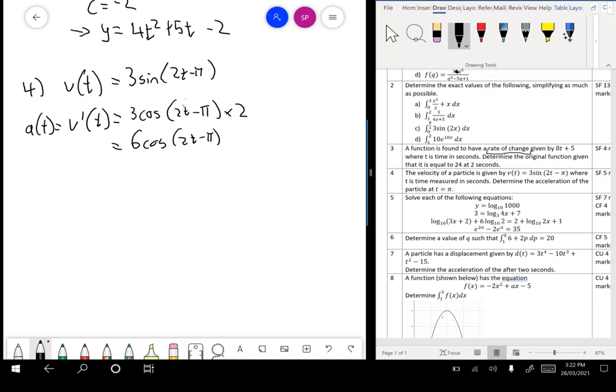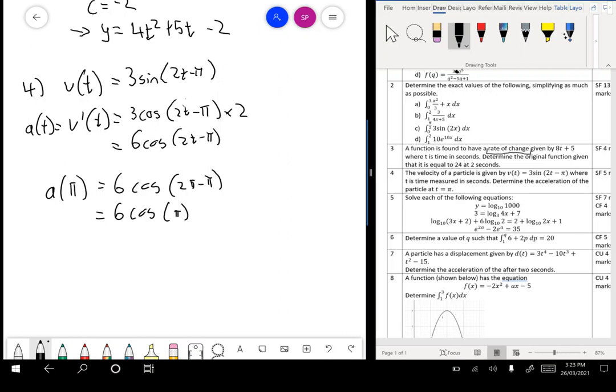And determine acceleration when the particle... We have our rule for acceleration now, so all we need to do is say, well, the acceleration when time is equal to pi is equal to 6 cos 2 pi minus pi. So I've just replaced t with pi, which becomes 2 pi minus pi is just regular pi. 6 cos, sorry, that's just regular pi.